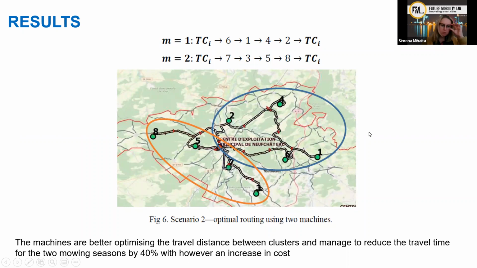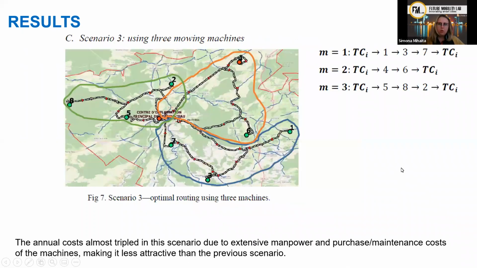The travel time has been reduced by 40%. But of course, now that we have two machines, the cost increased, right, for maintaining both of the machines and also for managing the staff that work in parallel on the two machines. Now, the scenario 3, what if this center would add 3 machines?